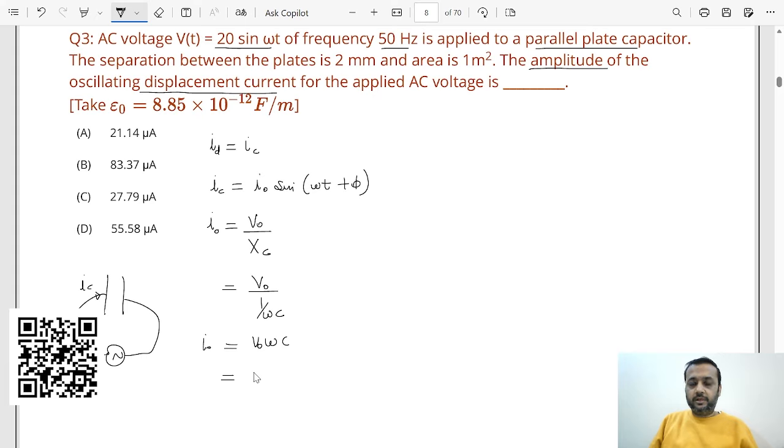Now, very easy question. V naught is this peak voltage, which is nothing but 20. Omega is 2 pi f, and capacitance is epsilon naught A by d. So now we can just put the values here.